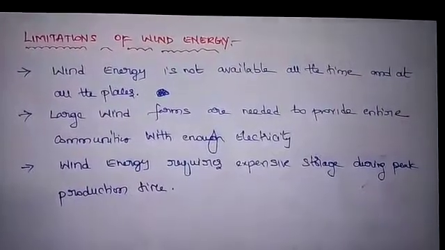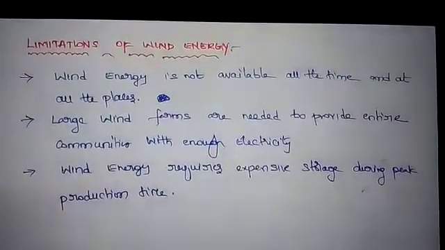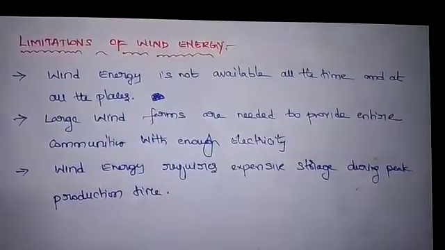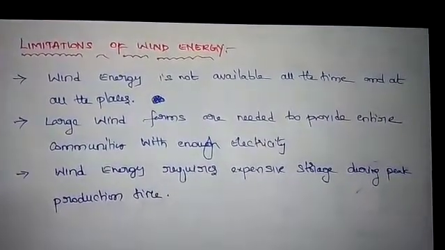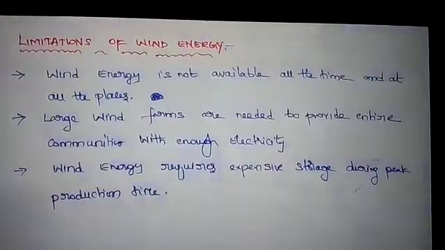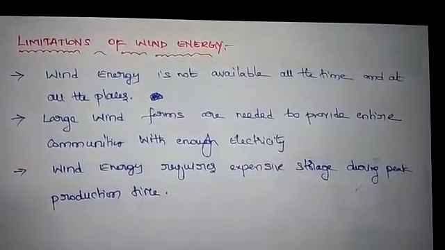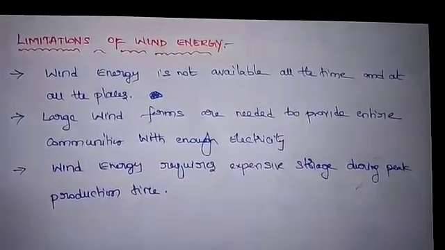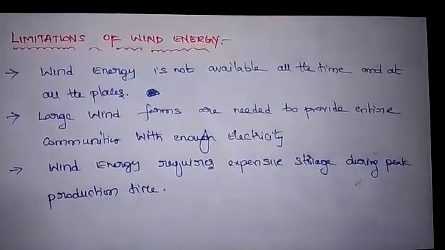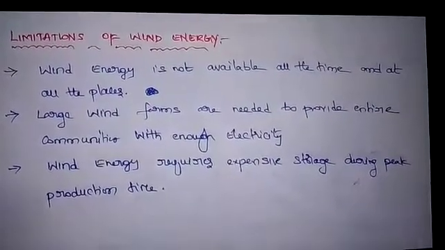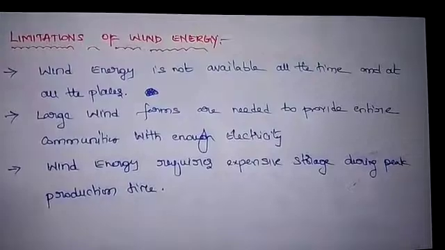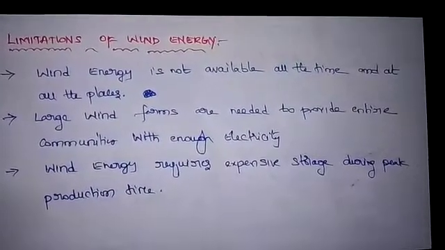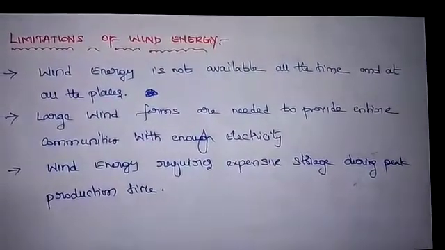So this is the entire working of wind energy. Now see the limitations of wind energy. Wind energy is not available all the time and at all places. Why? Because wind can form at certain places only. So that's why wind energy is not available at all times at all places.